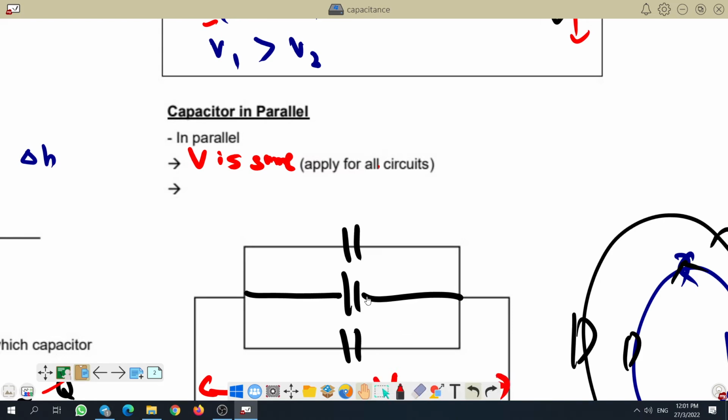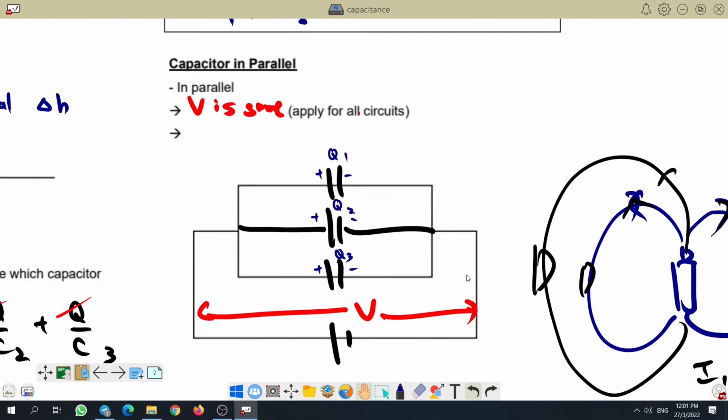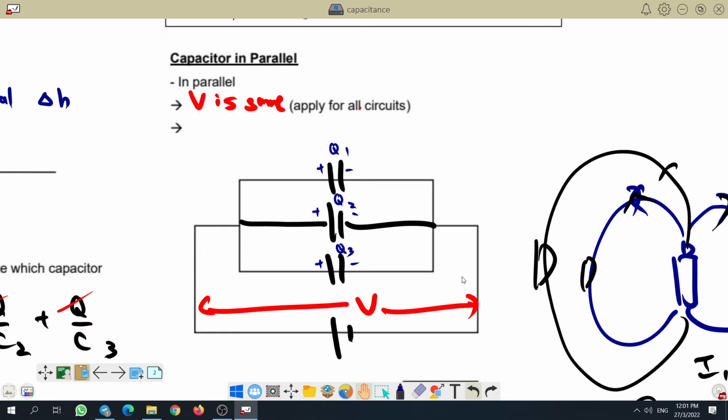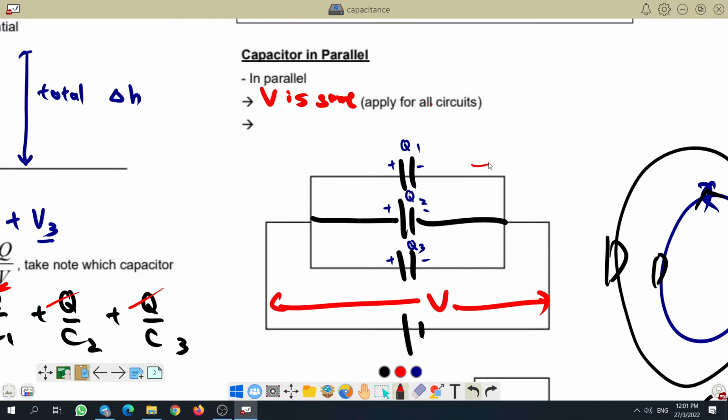Okay, how about the Q? So this way positive, positive, positive, negative, negative, negative. Does the Q need to be the same? No. So Q1, Q2, Q3 do not share, because charge does not flow from one capacitor to another. So how much is the total charge? Q1, Q2, Q3 added together. Because if you disconnect, the charge can come out from each one. So the total Q is the sum of the individual Q.